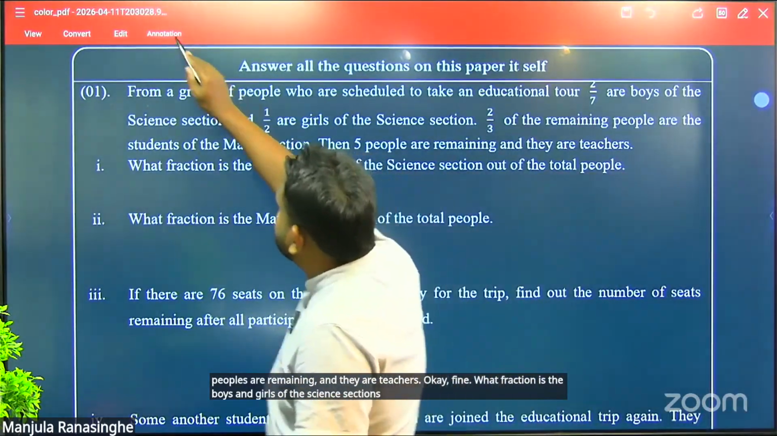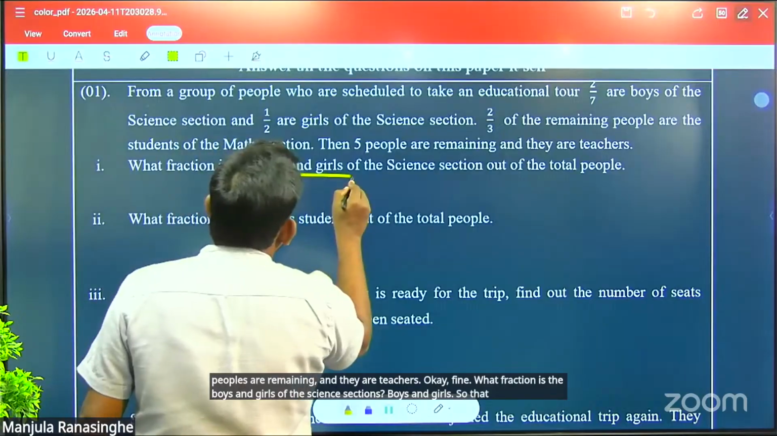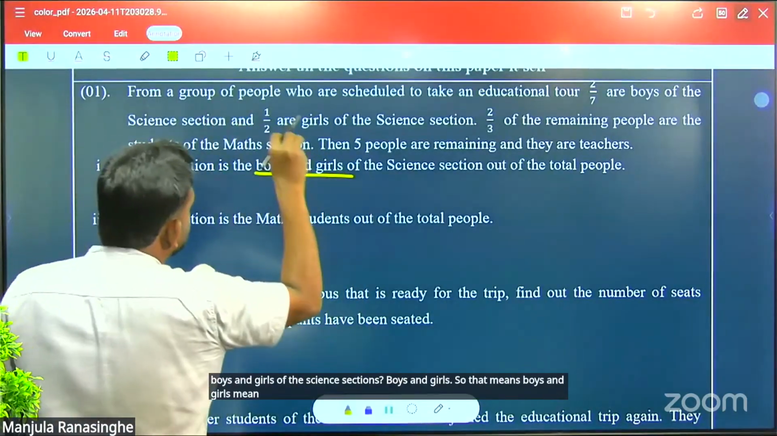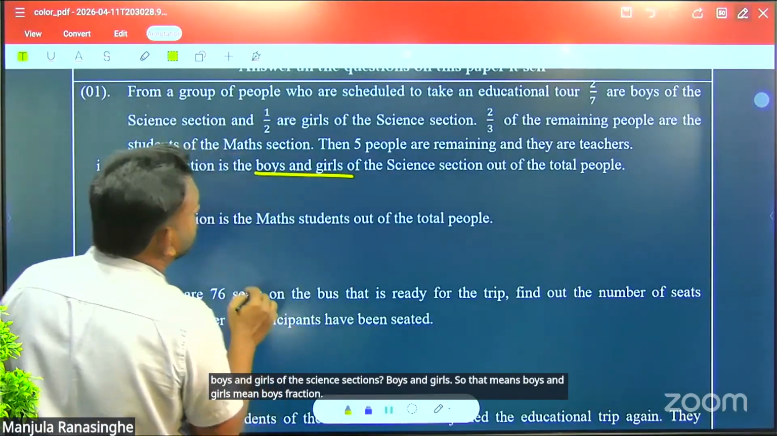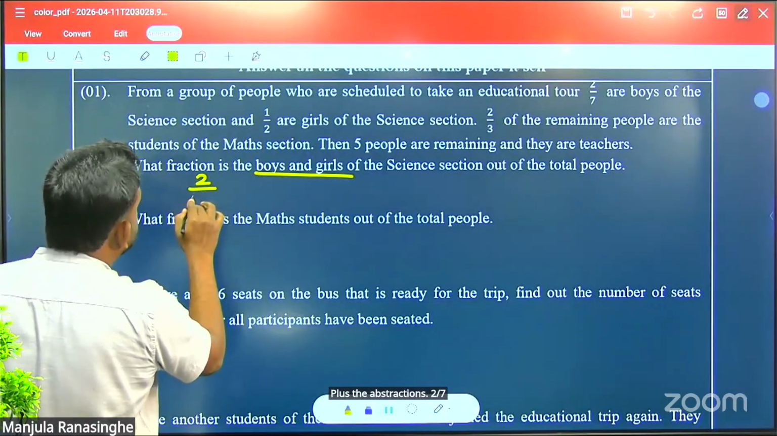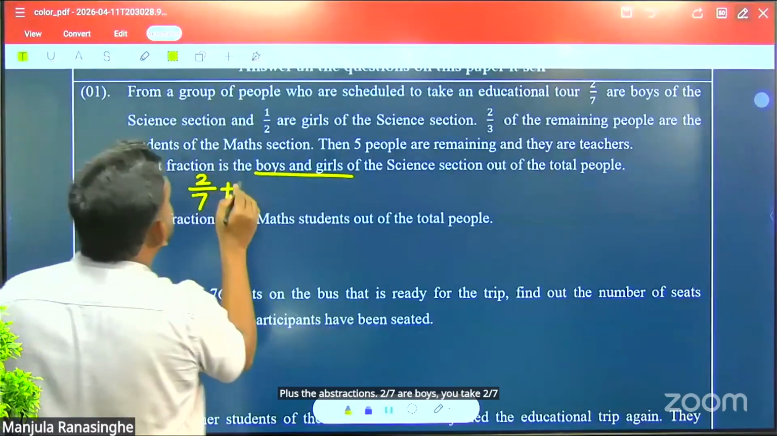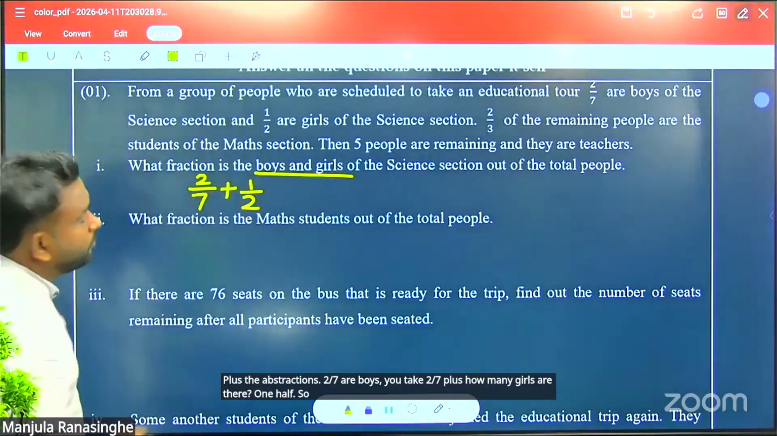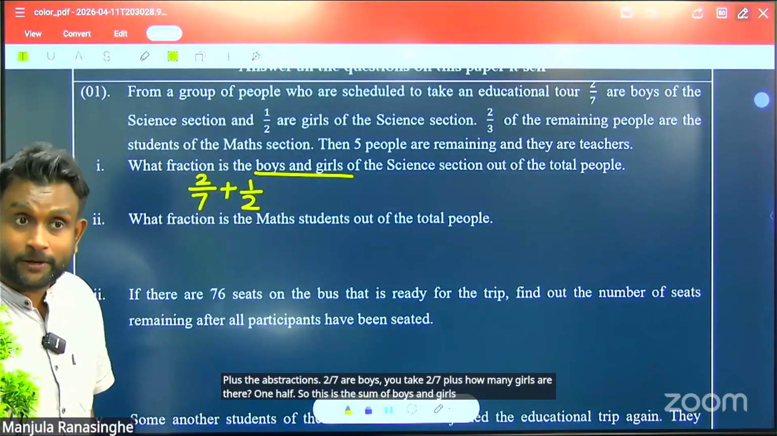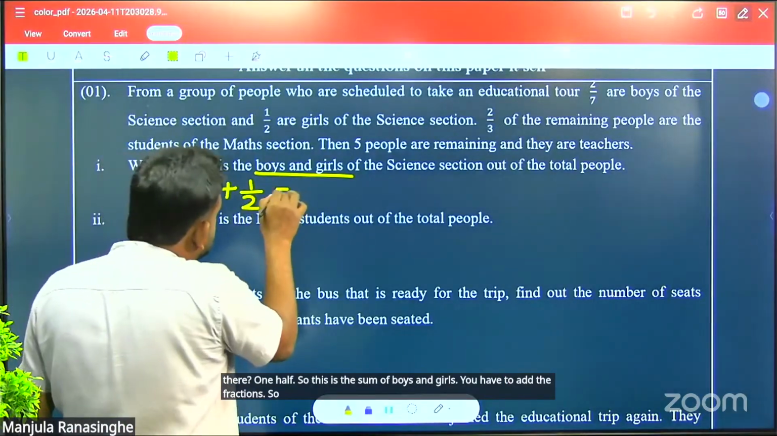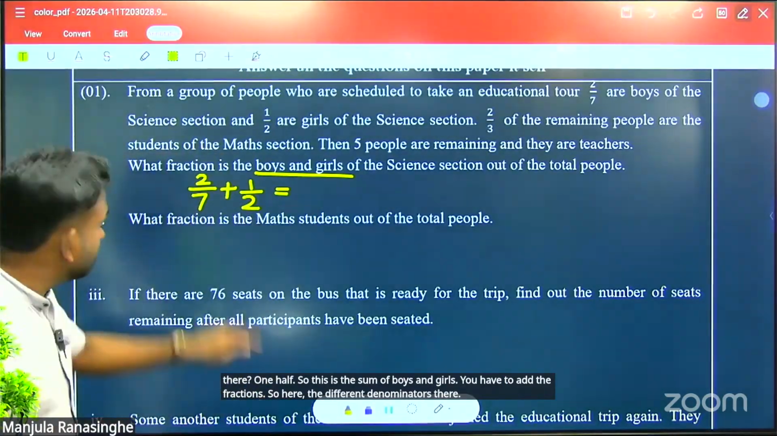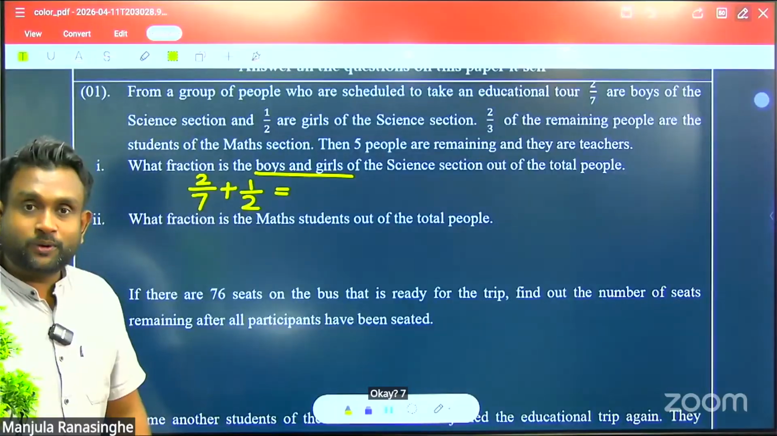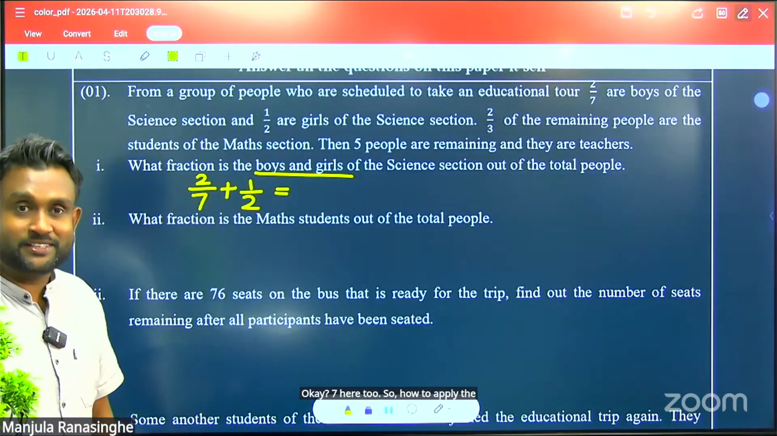Boys and girls means boys fraction plus girls fraction. 2/7 are boys. You take 2/7 plus how many girls are there? 1/2. So this is the sum of boys and girls. You have to add the fractions. Here the denominators are different, 7 and 2. So how to apply? Apply the butterfly method.